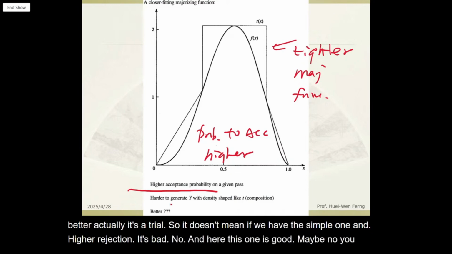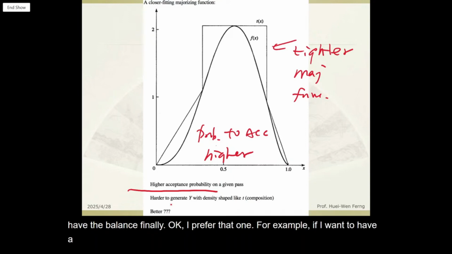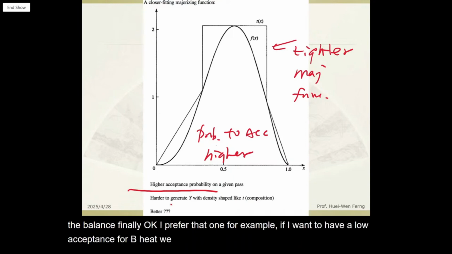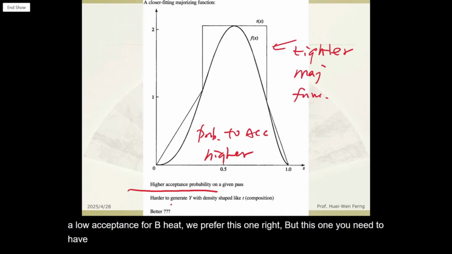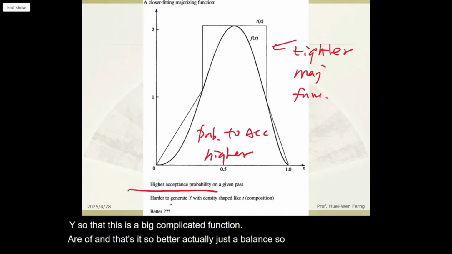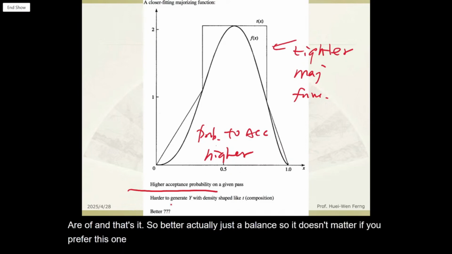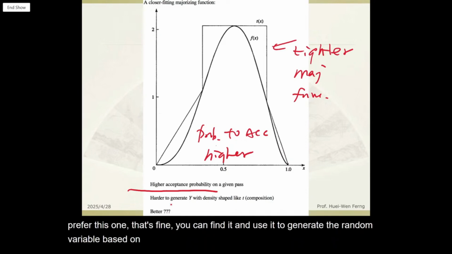You can have the balance. Finally, okay, I prefer that one. For example, if we want a high acceptance probability, we prefer this one. All right, but with this one you need to sacrifice, as it is a bit harder to generate y, so this is a bit more complicated function r of x, and that's it. So beta is actually just a balance. It doesn't matter if you prefer this one, that's fine. You can find it and use it to generate the random variable based on the acceptance rejection approach.